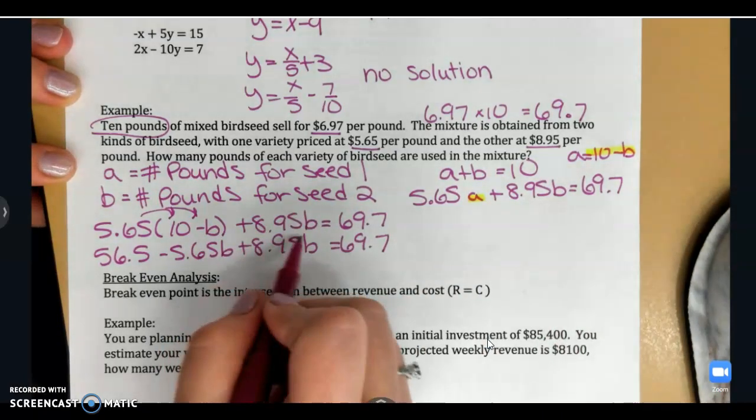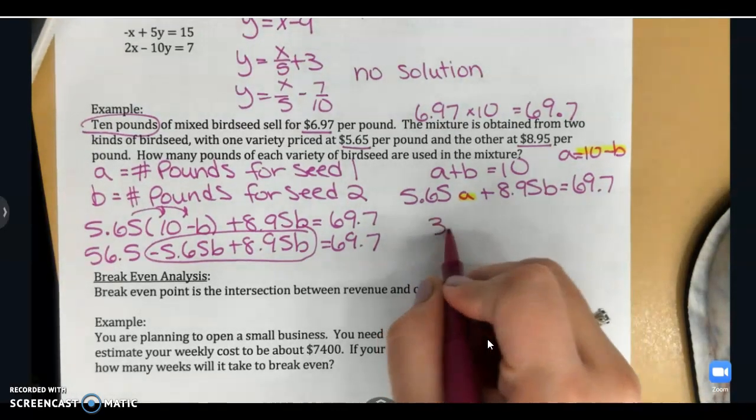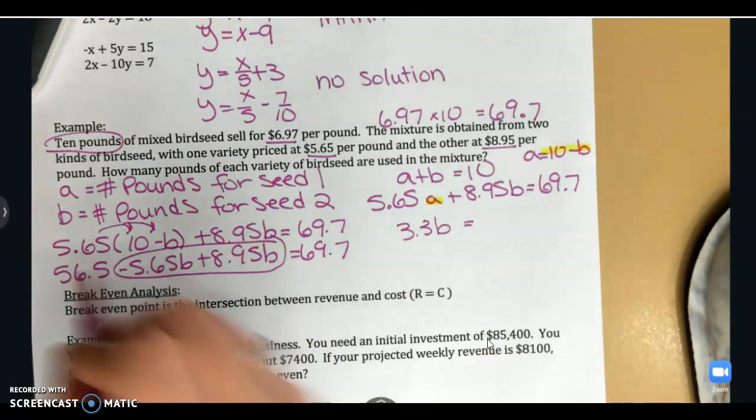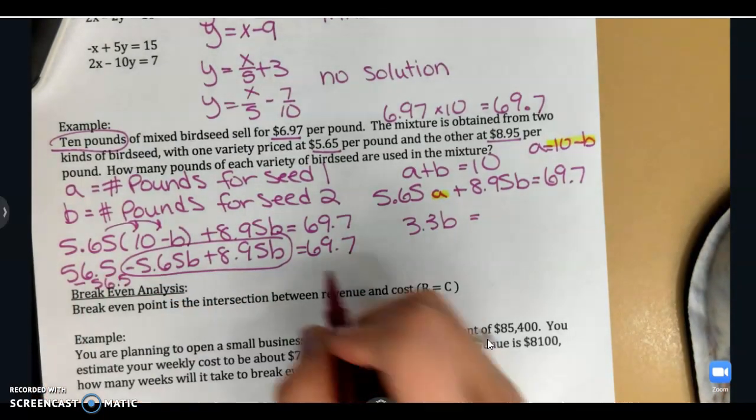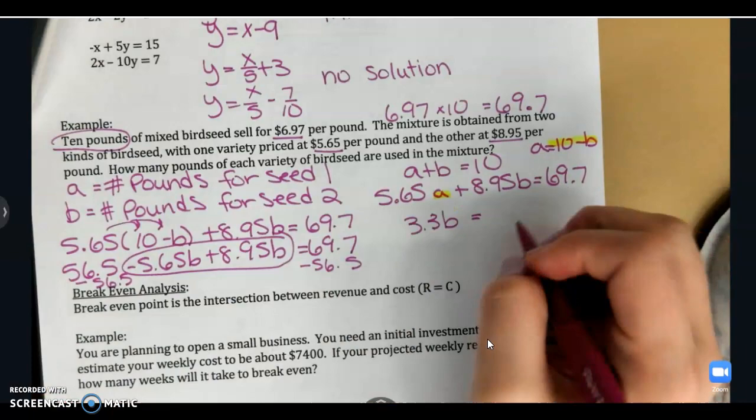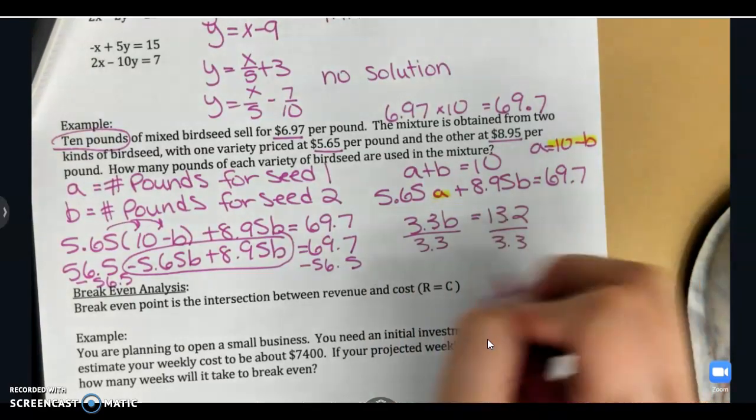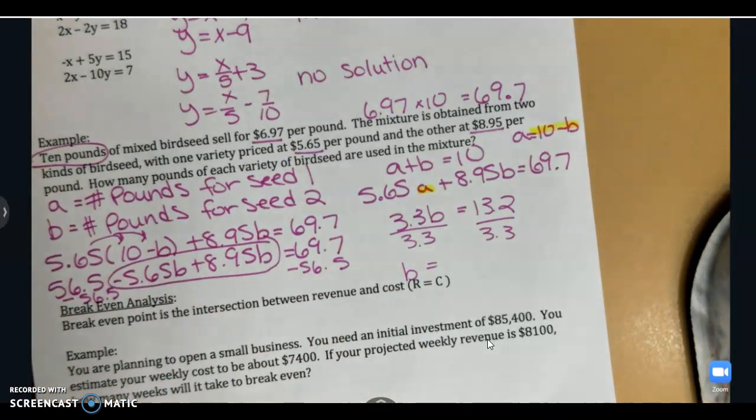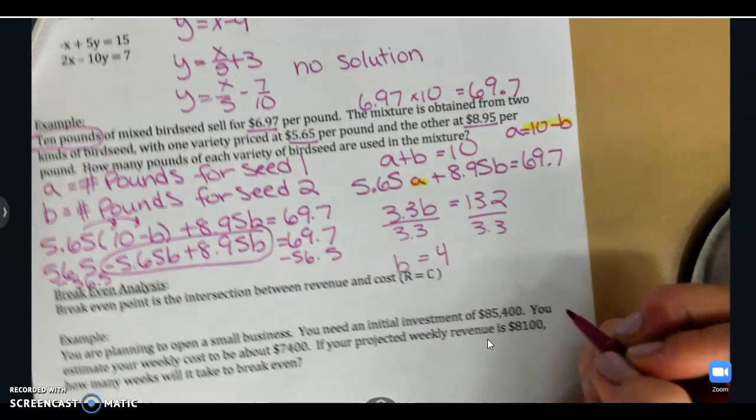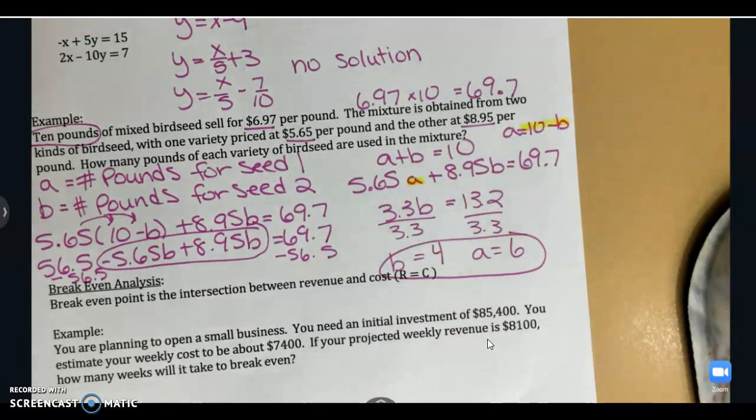So now I'm going to combine my like terms, all of my B's, negative 5.65 plus 8.95. That's going to give me 3.3B. And then if I subtract that 56.5 on both sides, that's going to give me 13.2. So then I divide to get B, and B is 4. So 4 pounds of that bird seed, which means I have 6 pounds of my other bird seed because I have 10 pounds total. Okay.